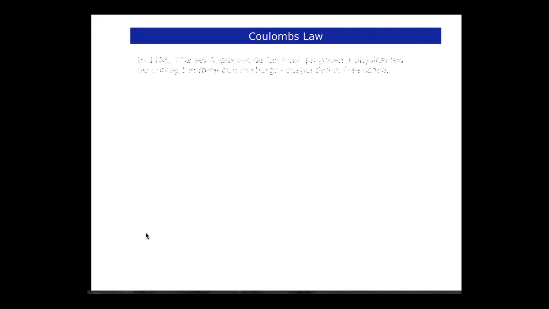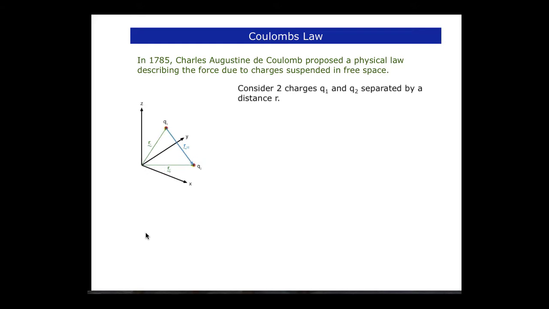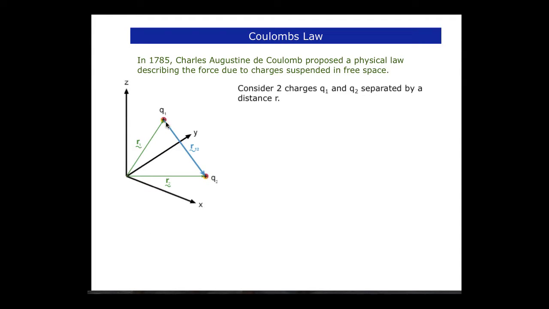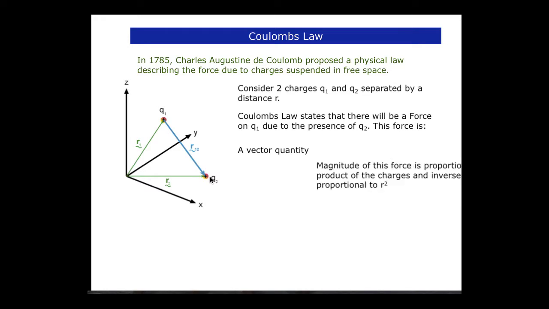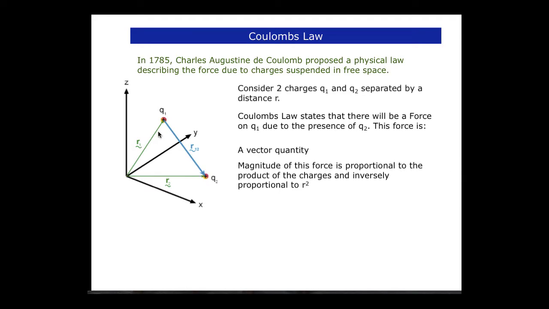In 1785, Charles Augustin de Coulomb proposed a physical law describing the force due to charges suspended in free space. Consider two charges Q1 and Q2 separated by a distance r. Coulomb's law states that there will be a force on Q1 due to the presence of Q2. This force is a vector quantity, whose direction is along the line connecting the charges, and whose magnitude is proportional to the product of the charges and inversely proportional to the square of the distance between them.